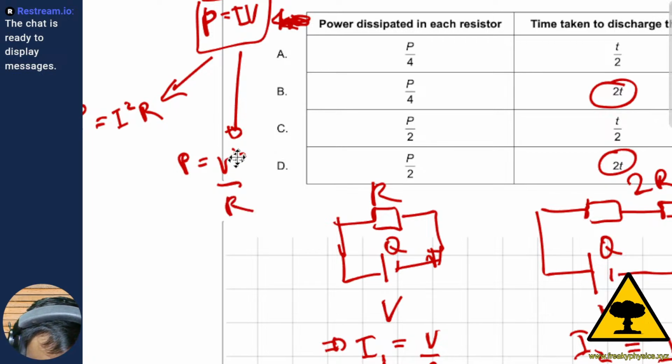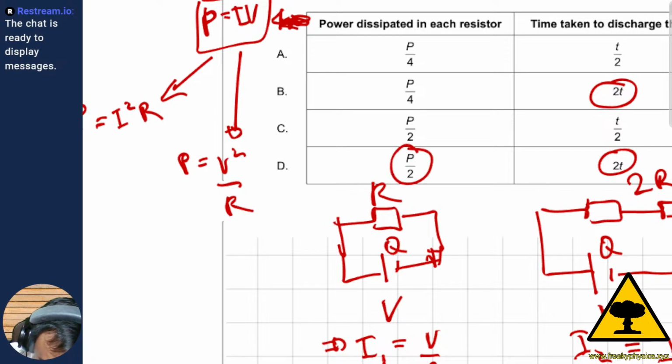It's V squared over R because the V is constant, right? So all we have to do is just compare the resistances. Because the V's are constant, the bigger the resistance, the less the power, right? Yeah. And our answer here is gonna be D.